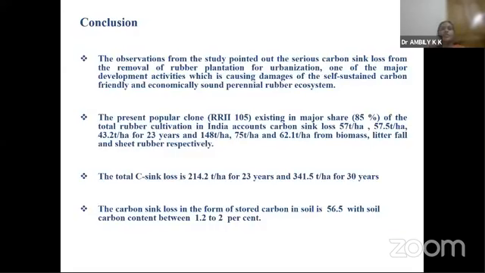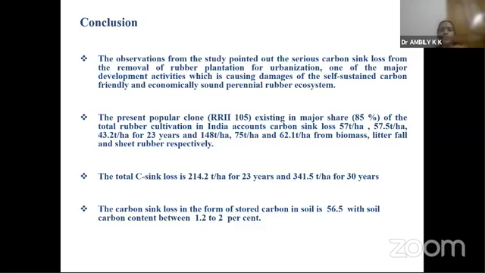And from the study, the conclusion is that the observation pointed out serious carbon loss by the removal of rubber plantation for urbanization, one of the major development activities, which is causing damage to a self-sustained, carbon-friendly and economically sound perennial rubber ecosystem. And the present popular clone RRII 105, existing in major share, that is 85% of the total rubber cultivation in India, accounts for carbon sink loss of 57.5 ton per hectare, 43.2 ton per hectare for 23 years, and 148 ton per hectare, 75 ton per hectare, and 62.1 ton per hectare from biomass, litter fall, and sheet rubber respectively.